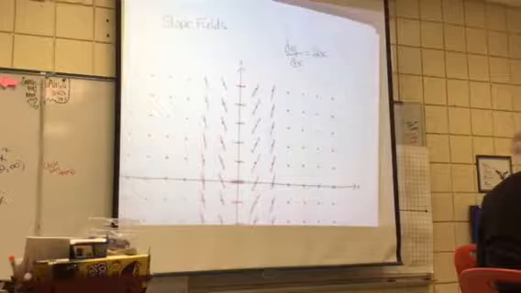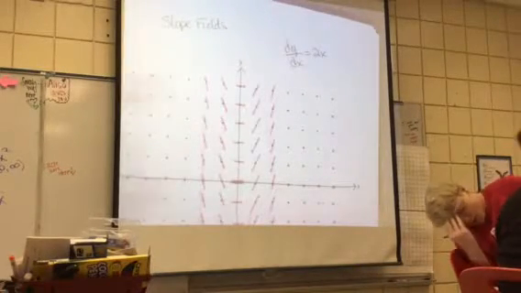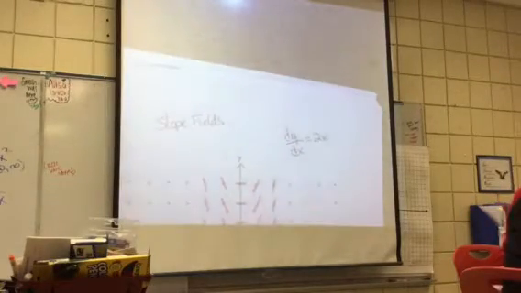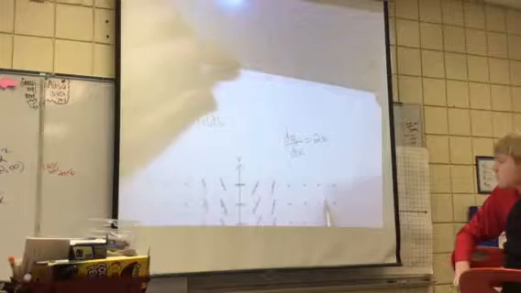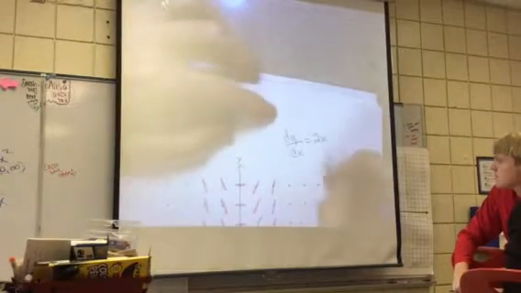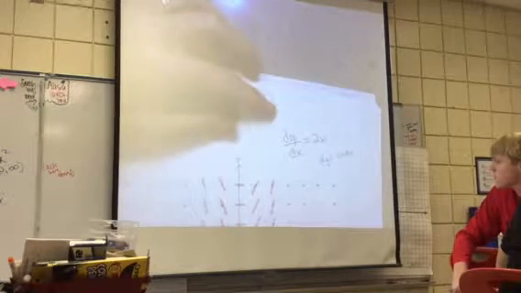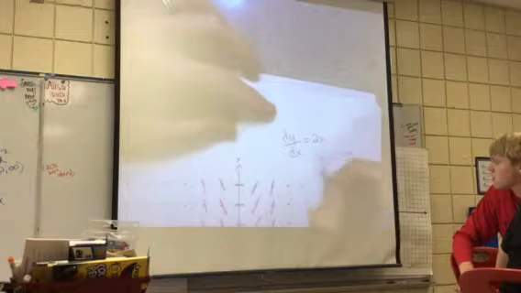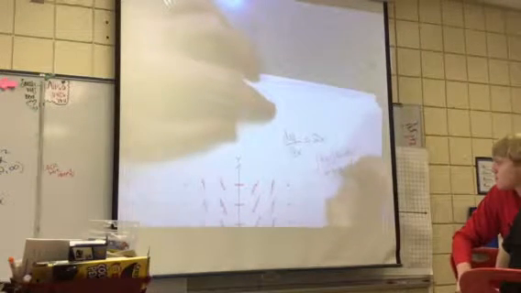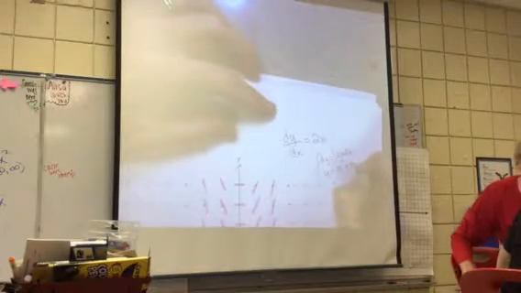Okay, so this is a slope field. Again, it is a graph of the slopes of this original function, dy dx, okay? So let's go back to this differential equation and review. Can you solve this differential equation for me? You would separate the variables. dy equals 2x dx. Integrate both sides. y would equal x squared plus c.